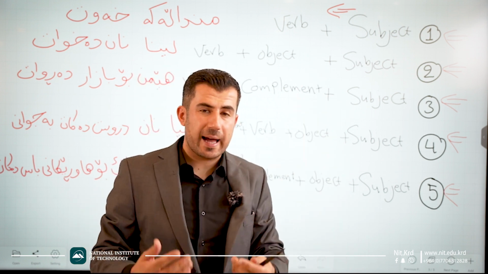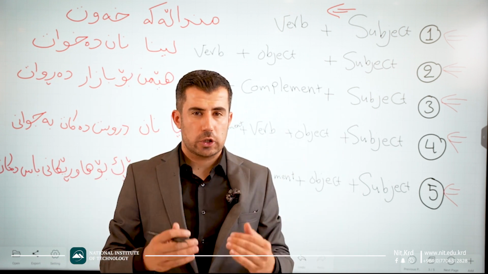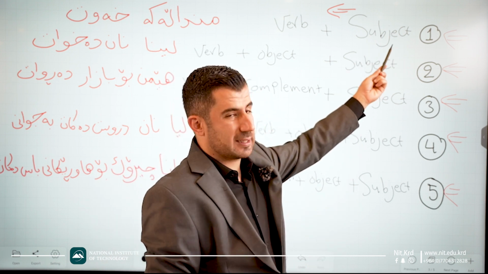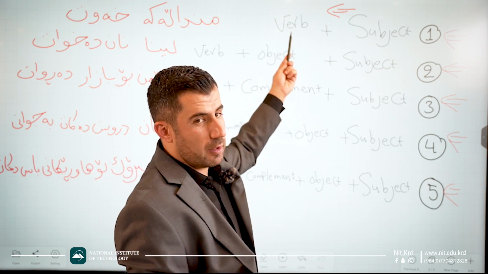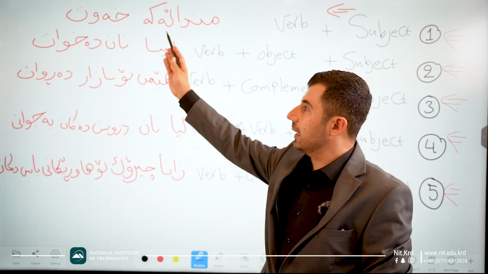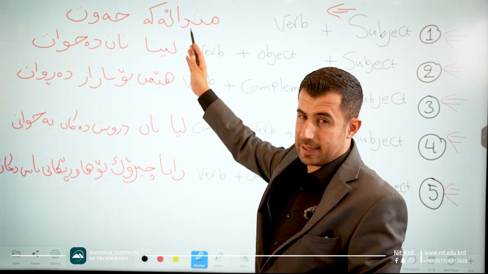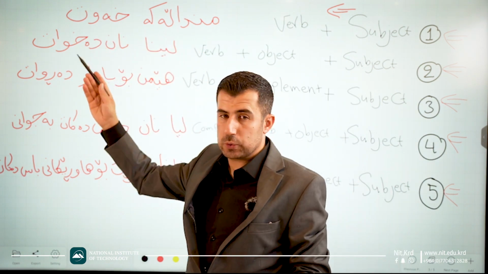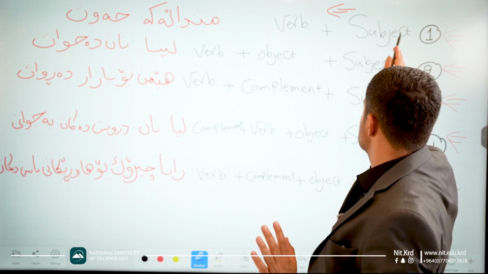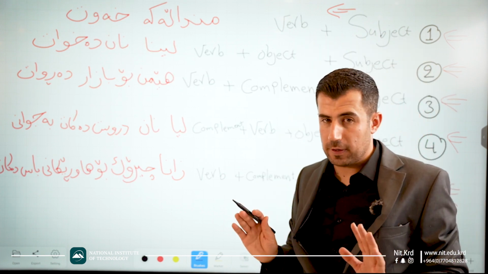We have some styles of Kurdish sentence. The first one, the subject comes first, and then we have verb. Okay? Like this example, من دالك خوت. من دالك is subject, and خوت is verb. Good? This one just consists of subject and verb.